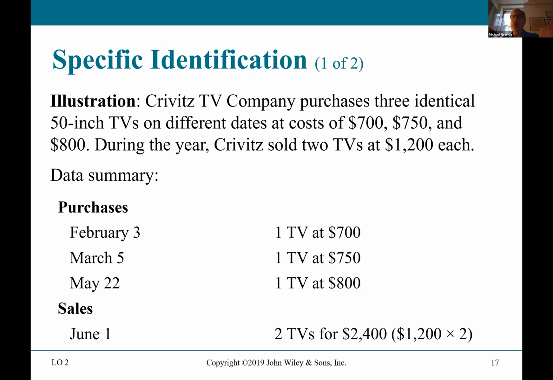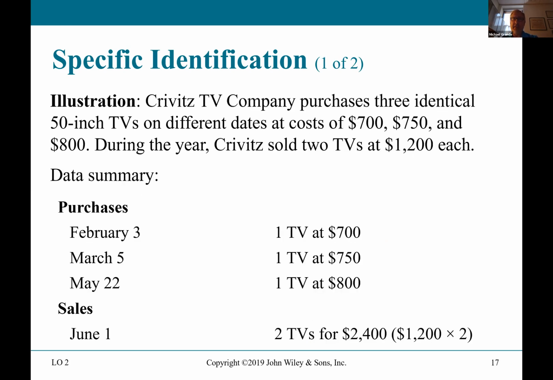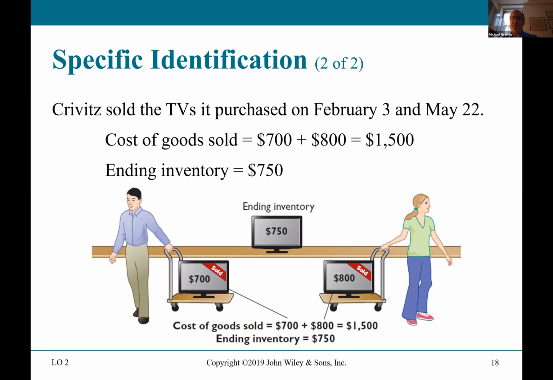It's going to impact what our gross profit is. Remember gross profit? Sales revenue minus cost of goods sold. We know the sales revenue here is $2,400, but which 2 TVs did they sell, totaled up to what number of cost of goods sold? So they sold the TVs purchased on February 3rd and May 22nd. If we go back, the cost of the one on the 3rd was $700. The cost on the 22nd was $800. So obviously, cost of goods sold is $1,500. Ending inventory is $750.